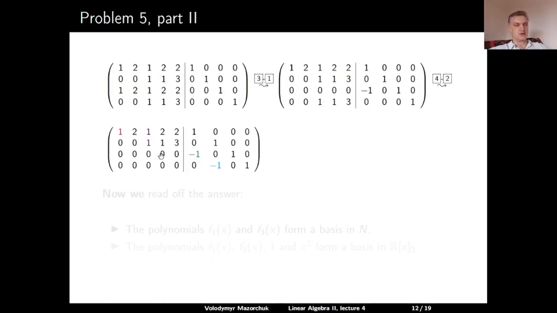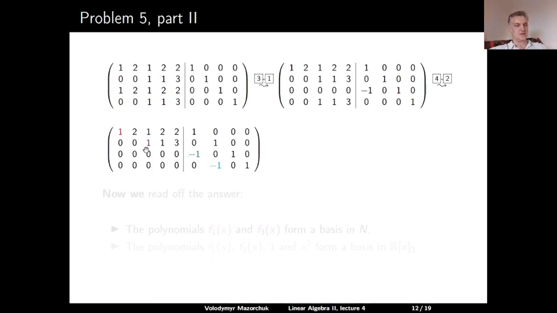Rows 1, 2, and 3 remain the same, and row 4 becomes 0 minus 0 is 0, 0 minus 0 is 0, 1 minus 1 is 0, 1 minus 1 is 0, 3 minus 3 is 0, 0 minus 0 is 0, 0 minus 1 is minus 1, 0 minus 0 is 0, 1 minus 0 is 1. And now we see that our matrix is more or less in the row echelon form.